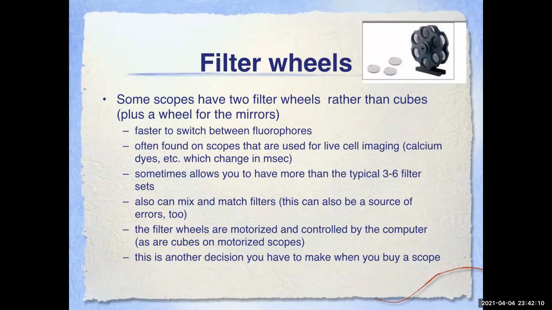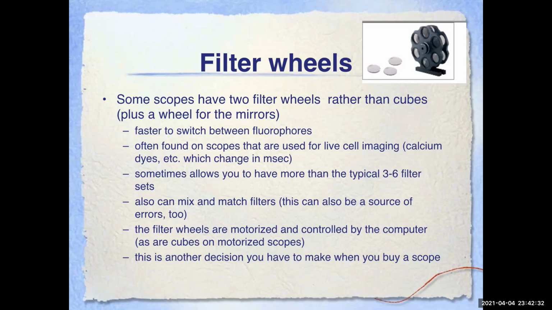So getting fancier, there are scopes that will have filter wheels. Here's an image of one. Instead of a filter cube, you have two separate wheels, each with their own filters on them. And then I think you have a third wheel for the mirrors in between. Well, it depends on how the light path is set up, but everything's on wheels basically.